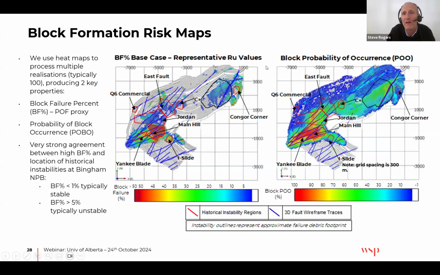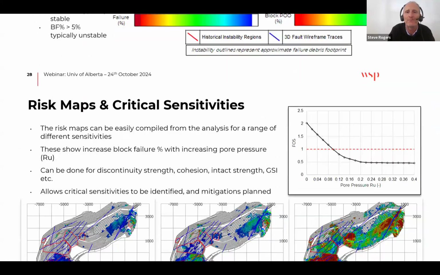But the other thing we can also think about is what we call the probability of block occurrence, where we're not necessarily just thinking about failure, but saying, well, where do blocks want to form? Because certain rock masses and configurations of slope direction and structure just have a predilection to make blocks more favorably. And clearly, a block in itself is a potential incipient failure. It might not fail, but just knowing where we've got a more blocky rock mass is useful. So that's some of the tools we've used to demonstrate that.